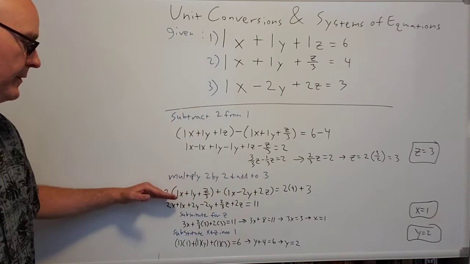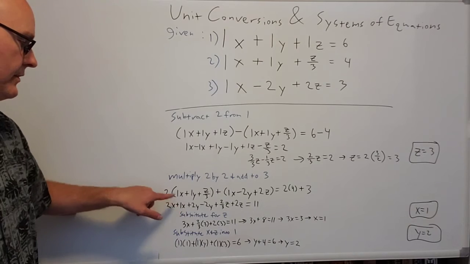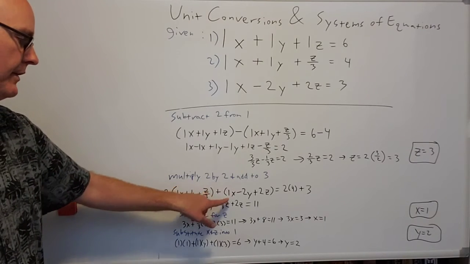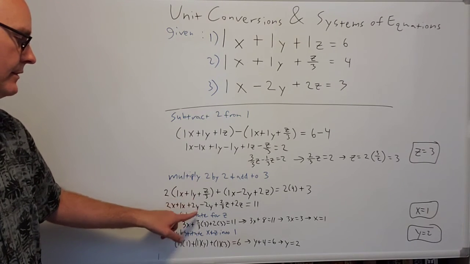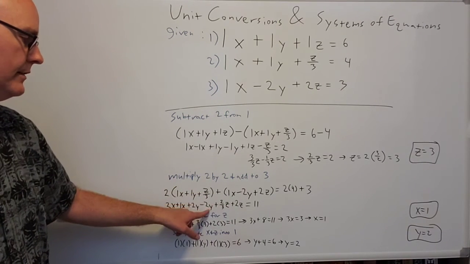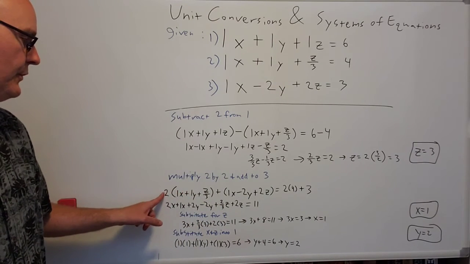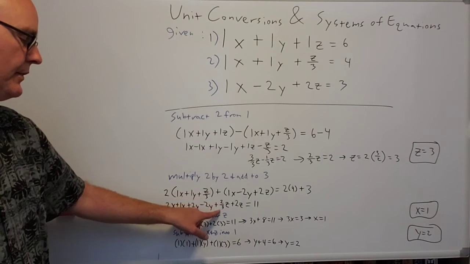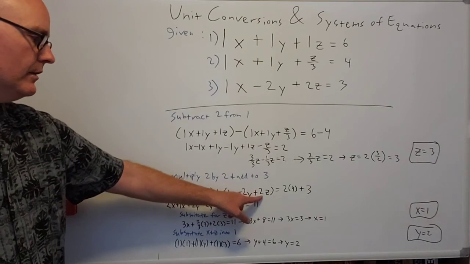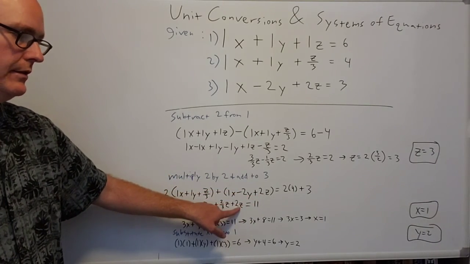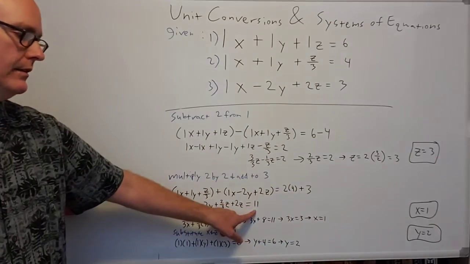This allows me to distribute and multiply to get 2x plus x. So I got the 2x from here and the 1x from here, brought it over here. 2y minus 2y, plus, I have 2 divided by 3, so 2/3 of z from this, and I have 2z over here. So 2 times 4 is 8, plus 3 is 11. So that's where this comes from.